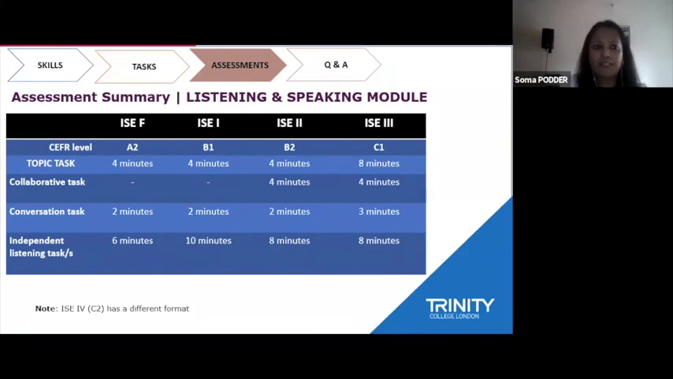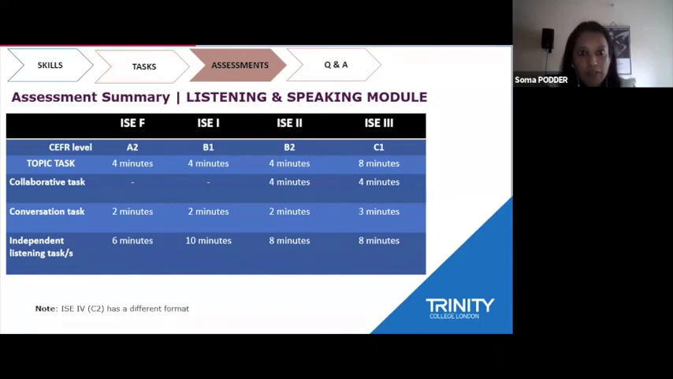So you have typically a topic task and a conversation task, which is common, as you can see, across all levels. There's also a collaborative task that gets added from ISC 2 upwards. You also have independent listening tasks. So let's see what each task is about.